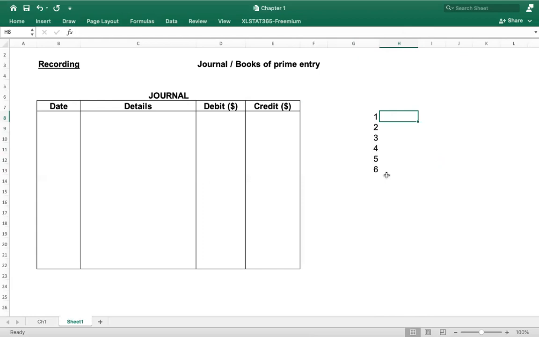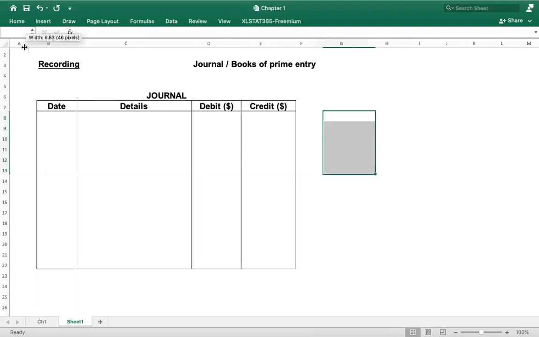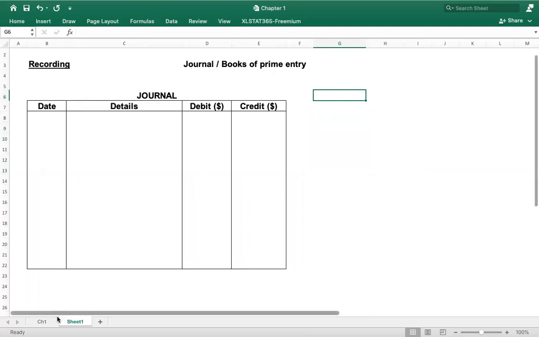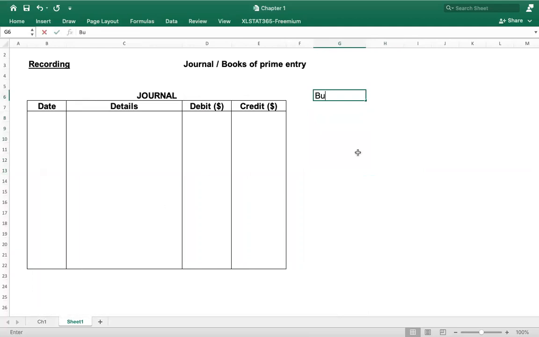Like you are maintaining notebooks for different subjects, right? One notebook for maths, another notebook for science, geography, accounting. So different notebooks for different purposes. In coming time, we will discuss that. Right now we are discussing only the journal. Any doubts so far? No. Now see, I am conducting a transaction. I will do a business transaction.